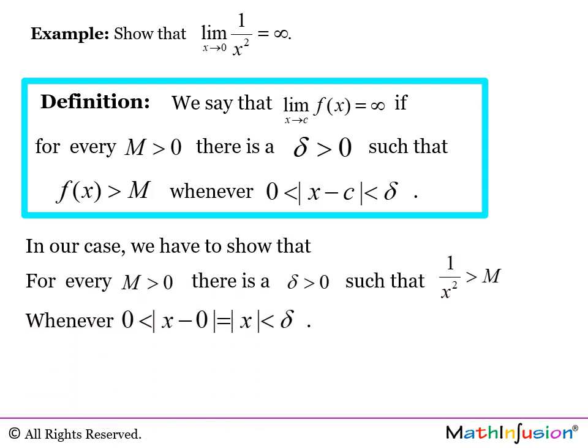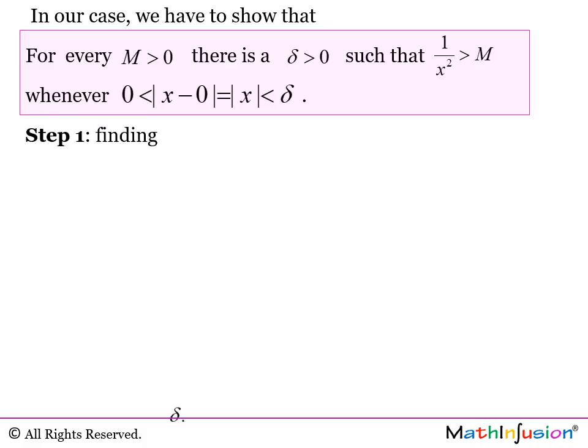In this specific case, we have to show that for every M which is greater than 0, there is a positive delta such that 1 over x to the power of 2 is greater than M whenever x minus 0 in absolute value, which is also the absolute value of x, is less than delta. Again, we have to find first of all delta as a function of M.